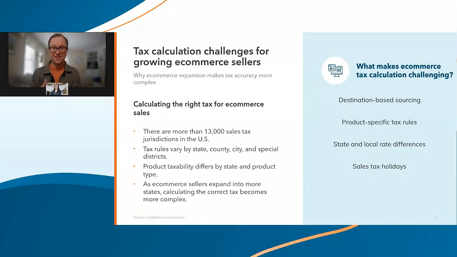Do I need to collect in that state? If so, do they tax what I'm selling? If they do, do they tax it in this period of time? And oh, by the way, if you've figured all that out, then you've got to figure out which one of the 13,000 combinations of rates, rules, and boundaries is specific to that address, to that rooftop.